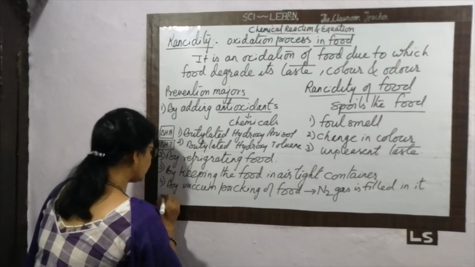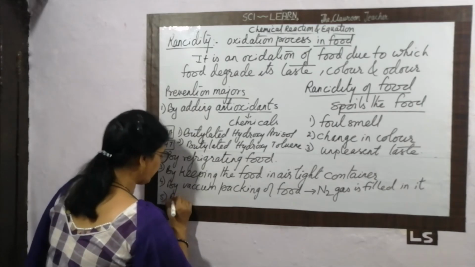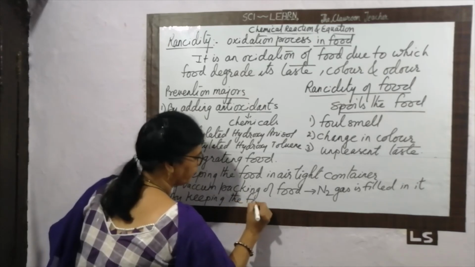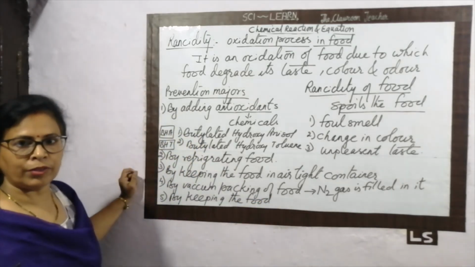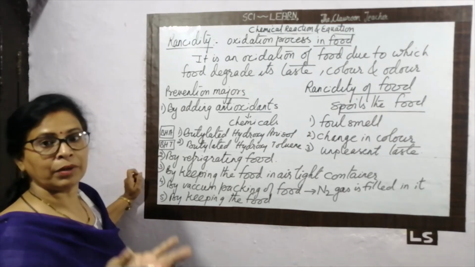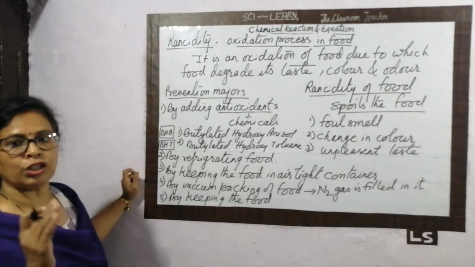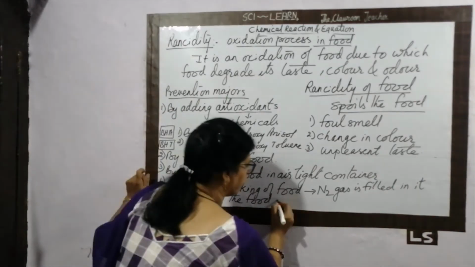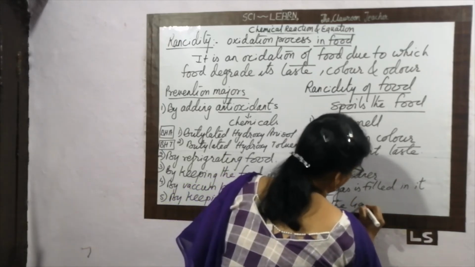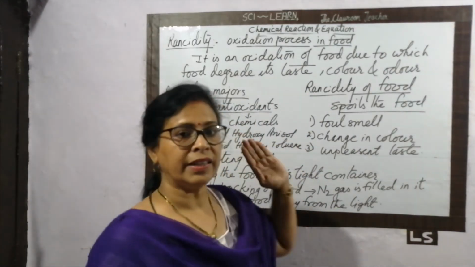One more process we must perform to stop the spoiling of food is keeping the food away from light. Light also plays a major role in spoiling. Because of light, the temperature rises, and the rising temperature increases the oxidation process. So we should store the food away from light. These are the various prevention methods that we have to take to avoid rancidity in our food.